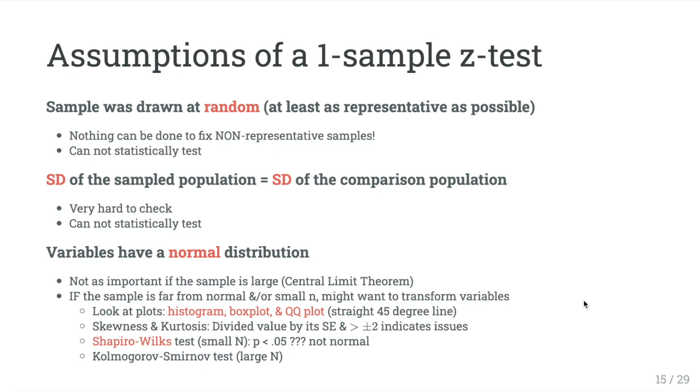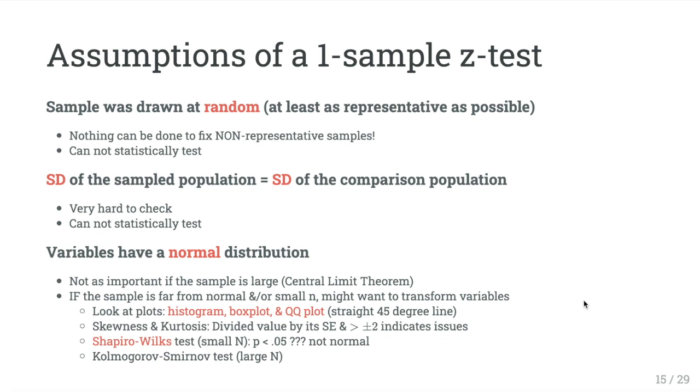Last one is the variables have a normal distribution. This is something we can test, but notably it's not as important if the sample is large because of the central limit theorem we talked about in the last unit. If the sample is far from normal and/or really small sample size, we might want to transform the variables in some way, like a log transform, square root, stuff like that.